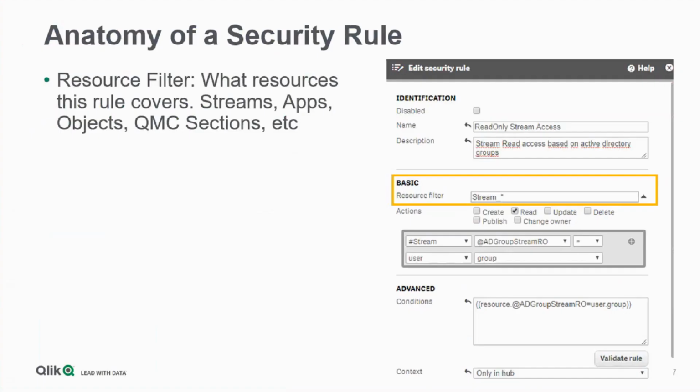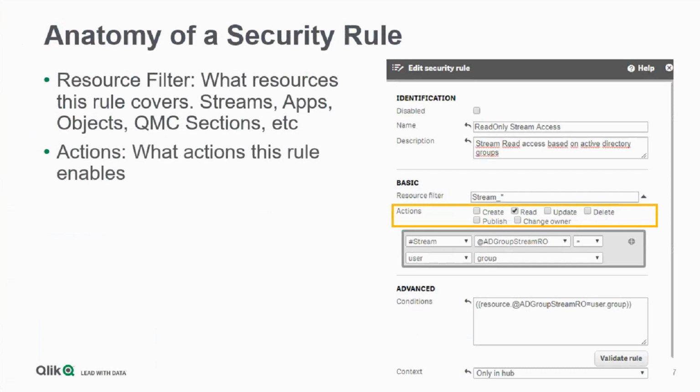All right, let's go through the parts of a security rule. So I'm kind of going to just skip over the identification section. I feel that those pieces are all pretty self-explanatory. So we'll start with the resource filter. This determines where the rule will be evaluated, what the rule covers: streams, apps, objects, QMC sections, etc. We will only evaluate a rule when we're trying to determine access to something that the resource filter covers. And that resource filter can go right down to an individual app object or right up to basically everything.